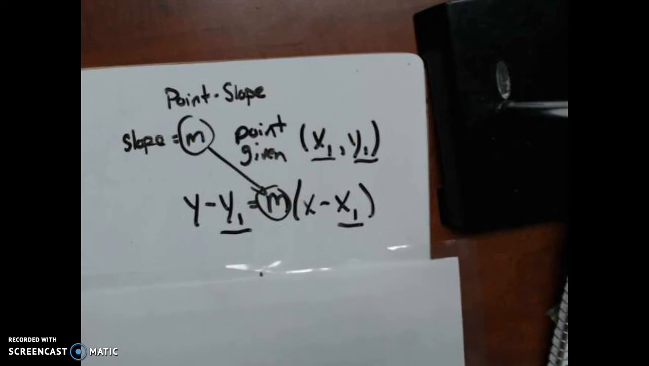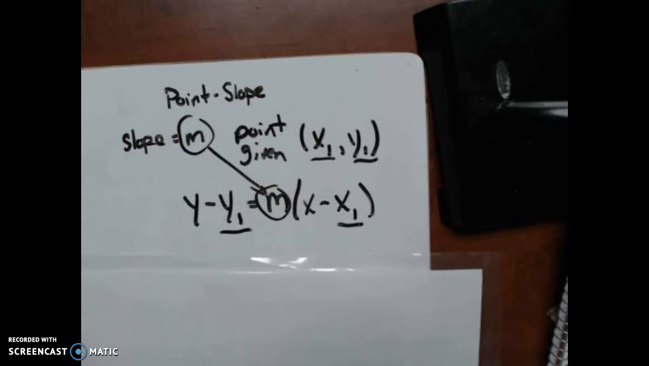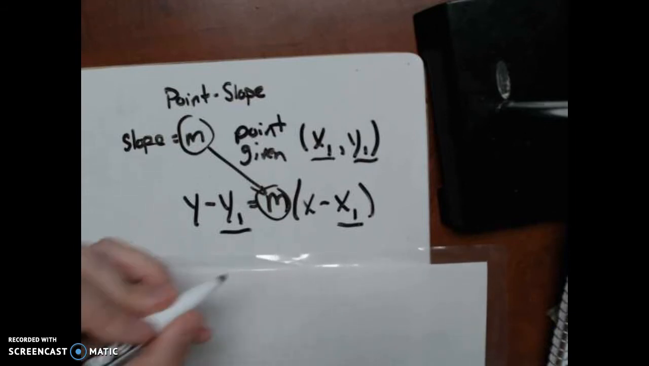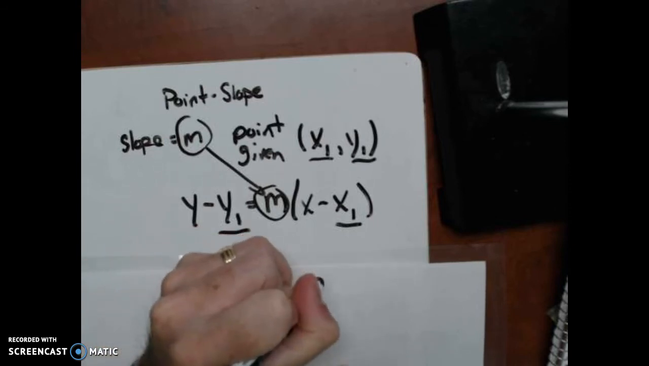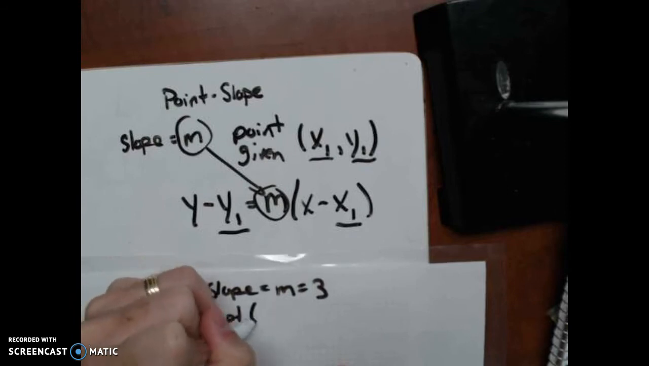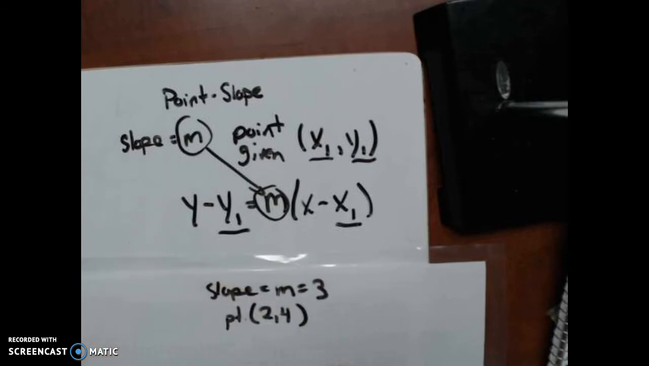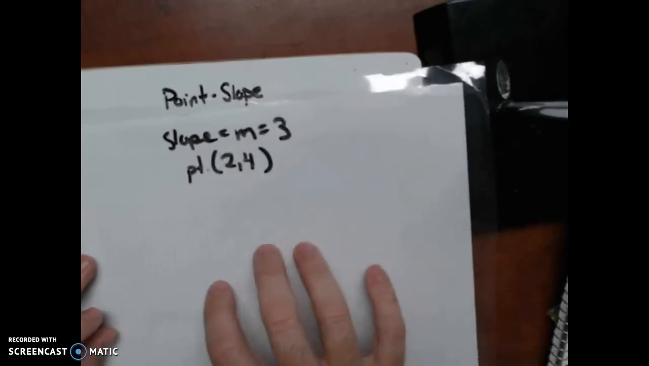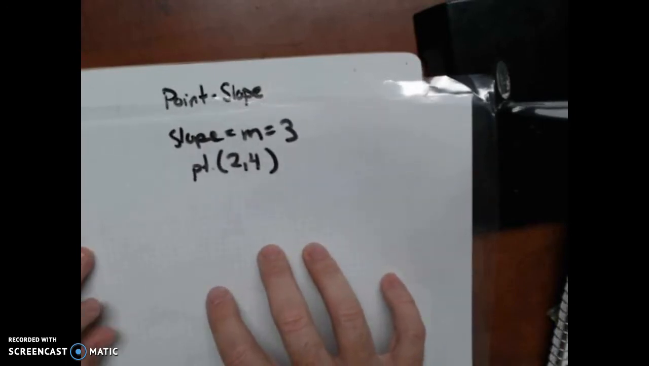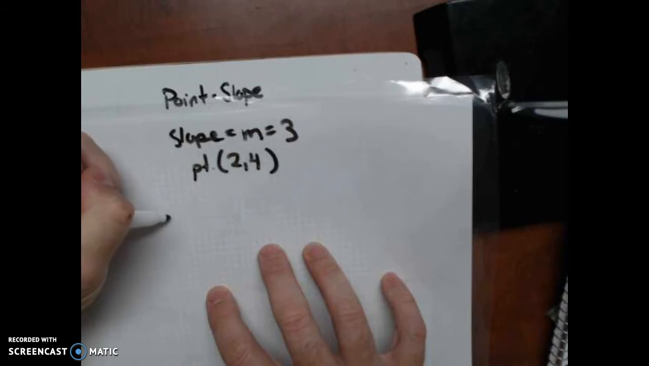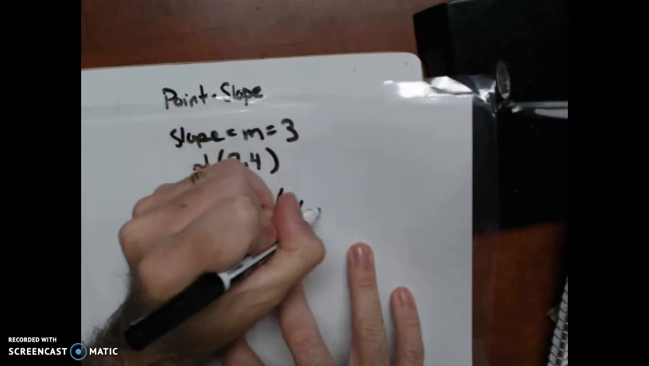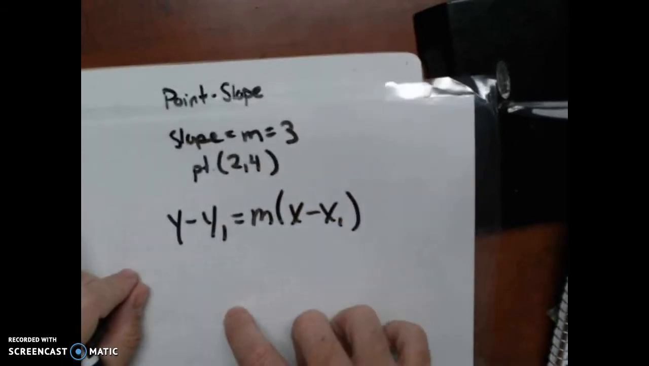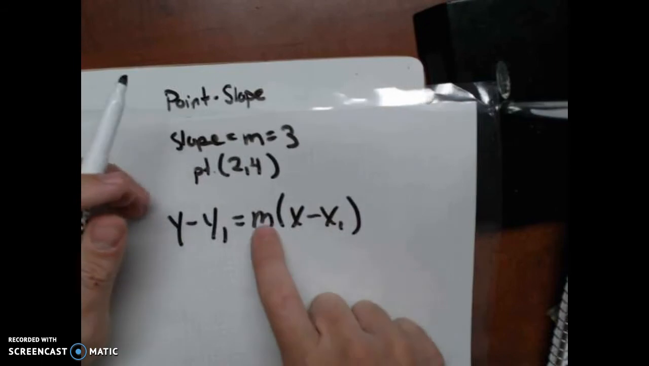Our second example has a slope of 3, or m equals 3, and we have the point (2, 4). Using the point-slope method, we're going to take y minus y1 equals m times x minus x1 and replace the values. So m is 3.